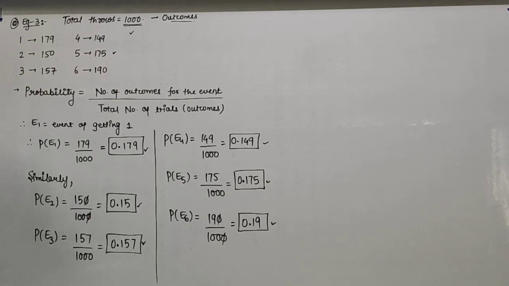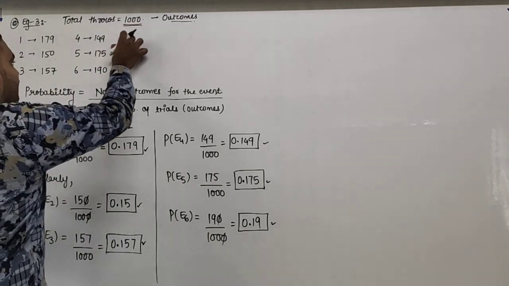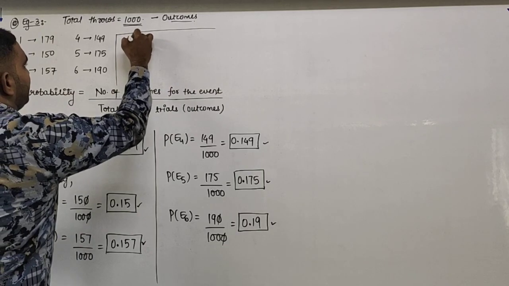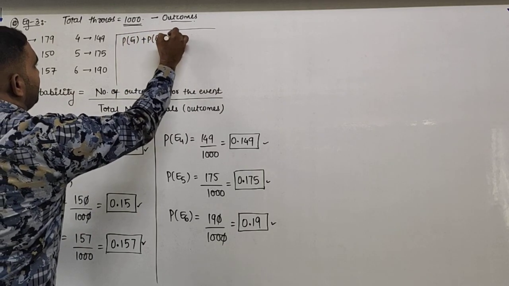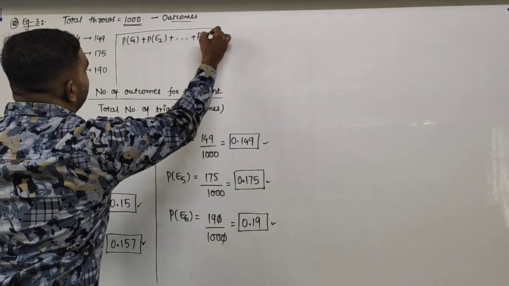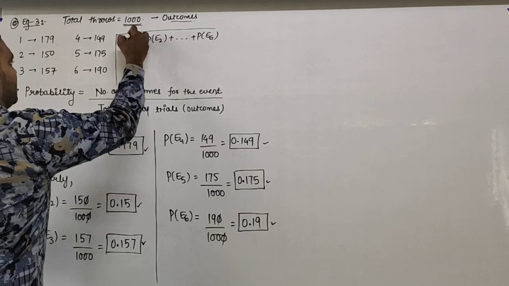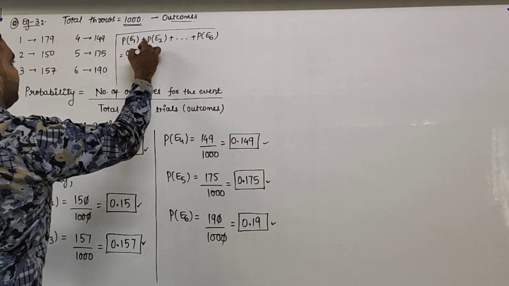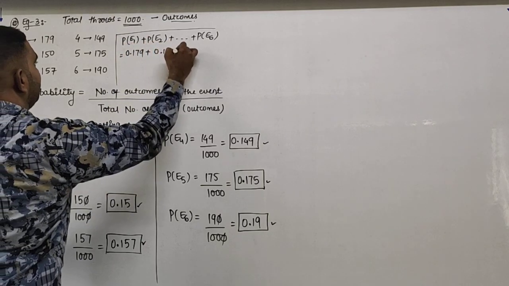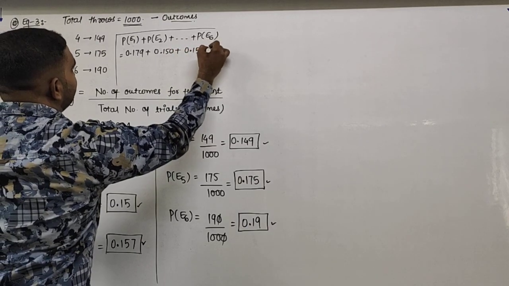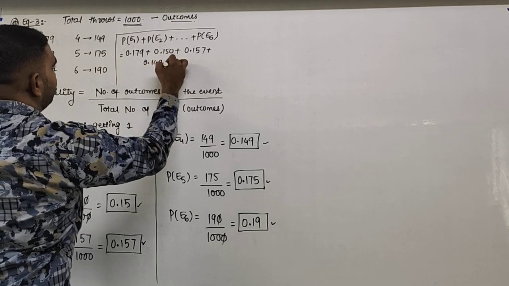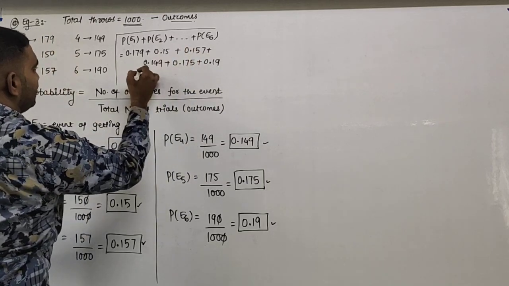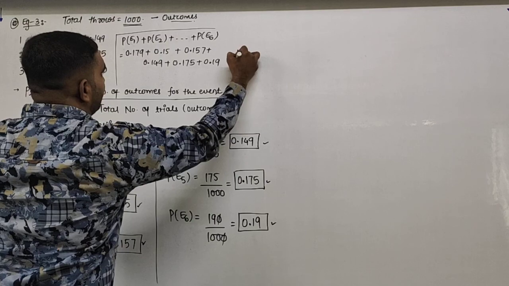Now you can check. As I said, there is one thing we can check here. What can we check? I will write it here: the probability of E1 plus the probability of E2 plus, up to adding all the probabilities, the probability of E6. If you add all these probabilities and check, 0.179 plus 0.150 plus 0.157 plus 0.149 plus 0.175 and 0.19, you will get the answer 1.